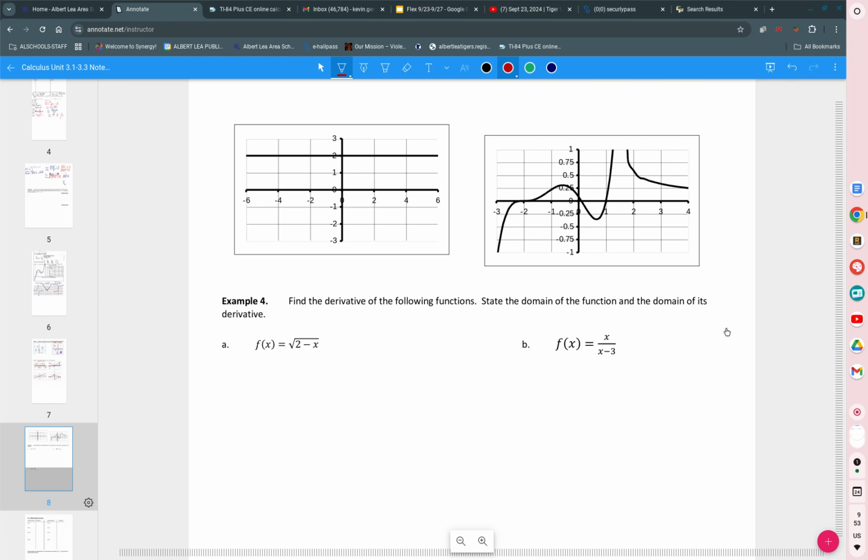20 seconds. 5, 4, 3, 2, 1. Did you have this? Sweet, good. The derivative of a constant is 0 because its slope is always 0. Excellent, way to go. All right, this next one.